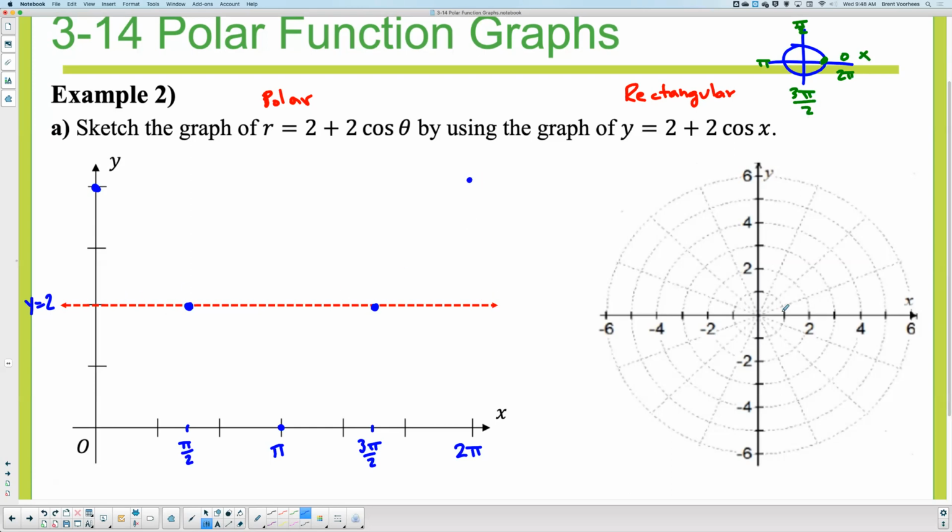This is what we call the pole. That is the origin. If you're on the midline, you're on the origin. When you are above or below, you're away from the origin that many units. So here's how I'm going to do this.